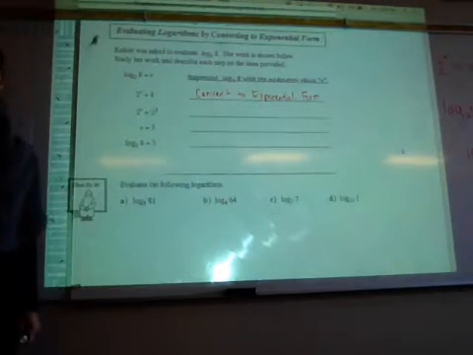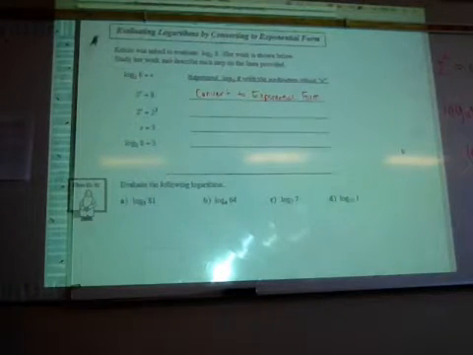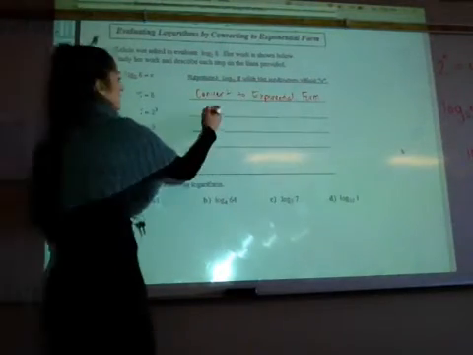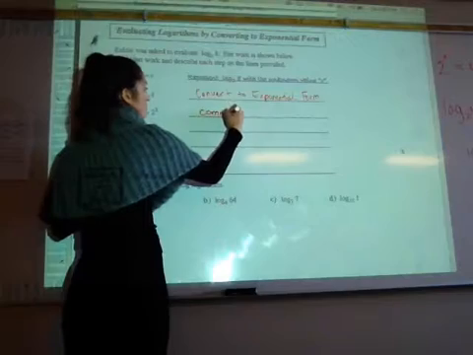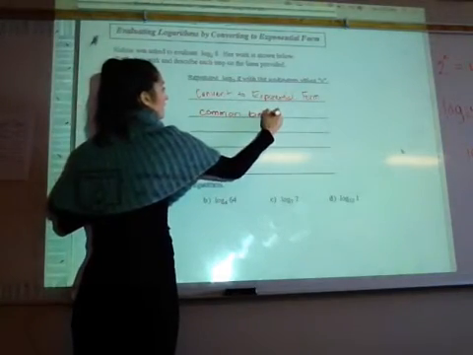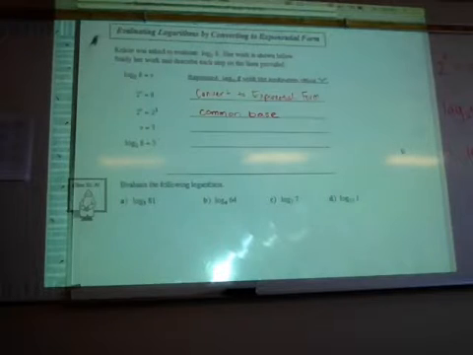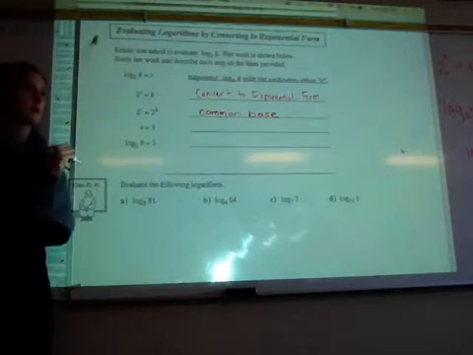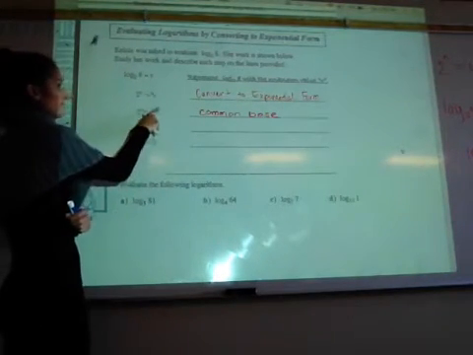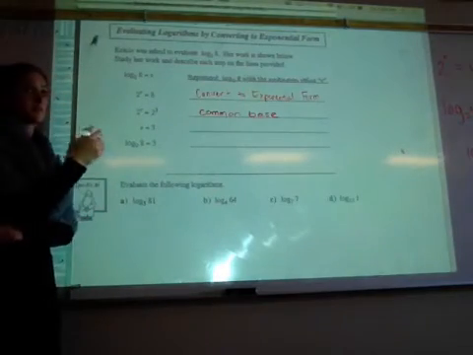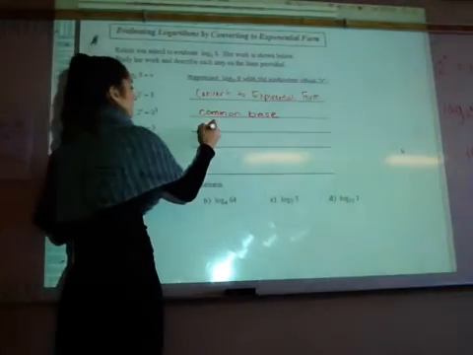Do you guys remember what that's called? Common base. Good. So let's get a common base. And in this case, she's chosen the common base of 2. Once we have a common base, what do we do with the exponents? x equals 3. So we're setting the exponents equal to each other. Good job.